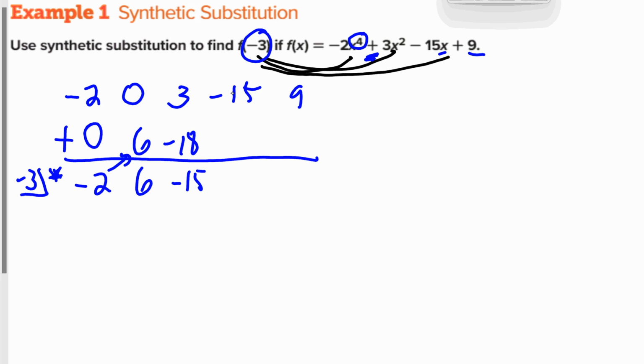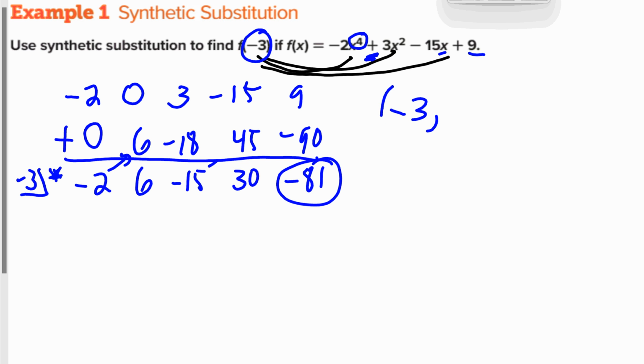Make sure you pay attention to your negatives and positives. So here I get positive 45, so then I get 30. -3 times 30 is -90, right? Subtract that, I get -81. So what that means is this remainder is actually my y value. So I have a point: -3 is my x, and -81 is my y.